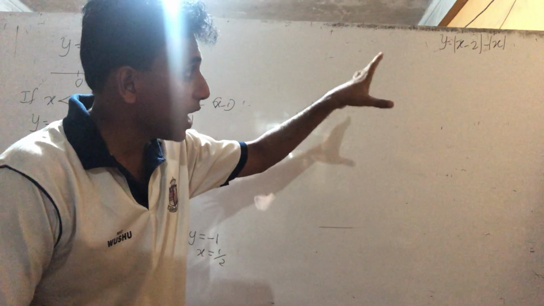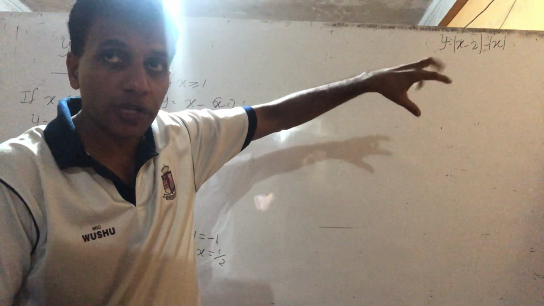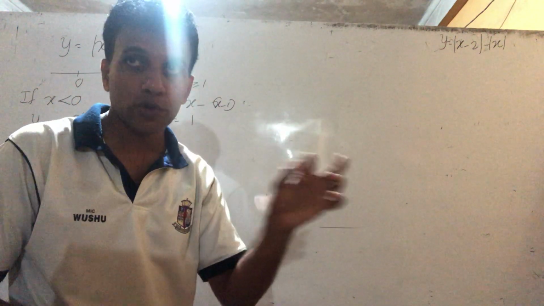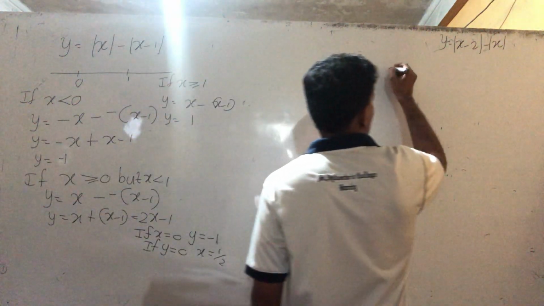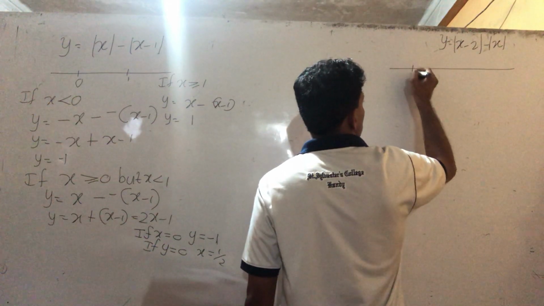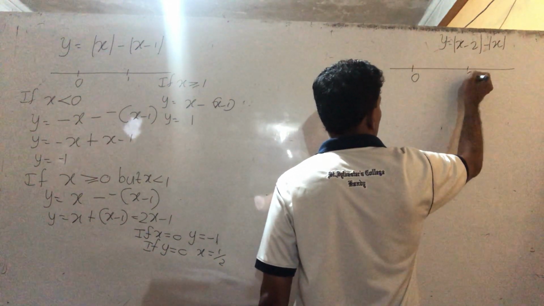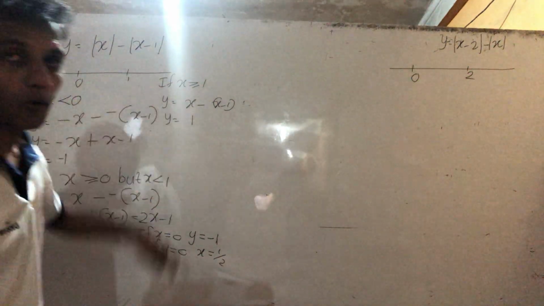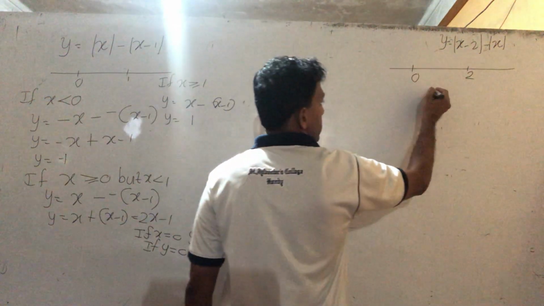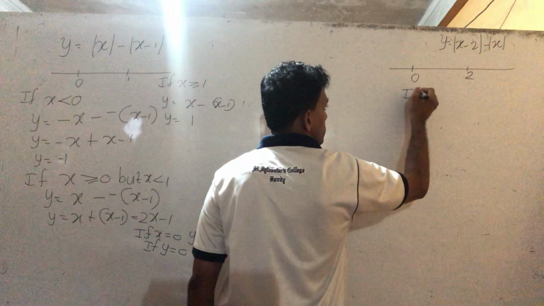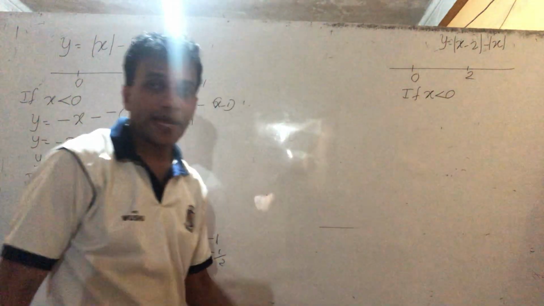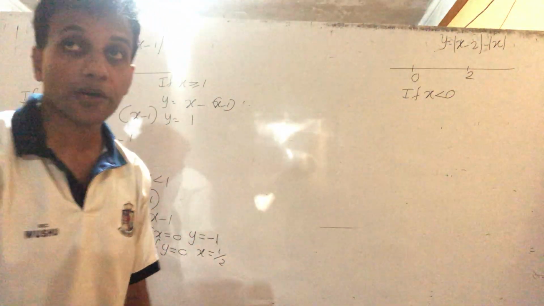What are the boundaries? Mod x only, therefore 0. Here x minus 2 means 2. Between 0 and 2 we verify the signs of the values. So here 0, here 2. So we get 1, 2, 3 portions. Take x less than 0, that means a negative value. We'll see what happened to the graph.